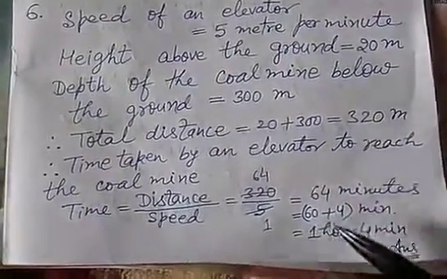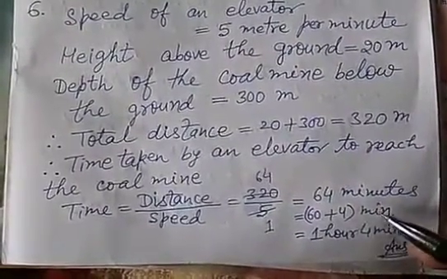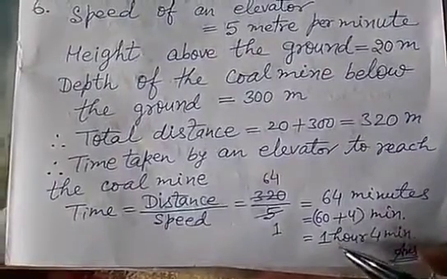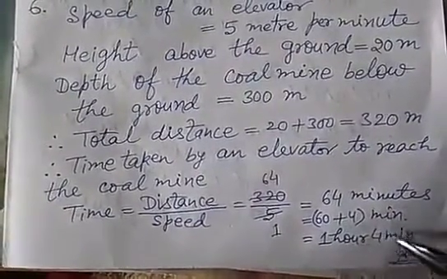As you know, 60 minutes is equal to 1 hour. Therefore, this can be written as 1 hour 4 minutes.